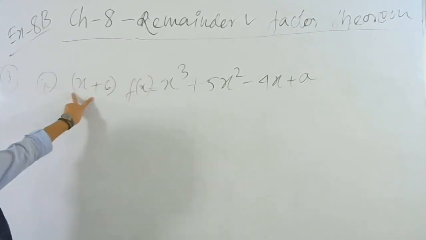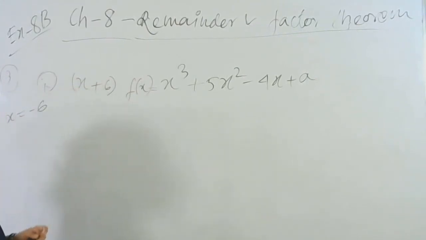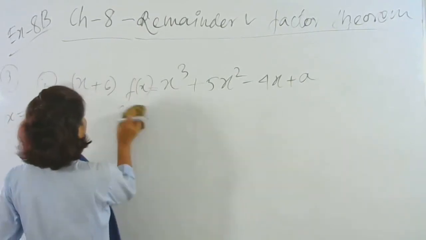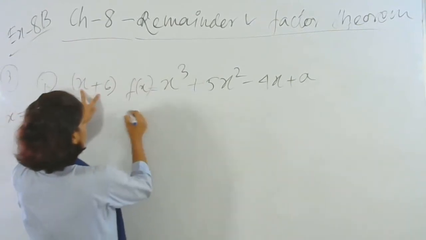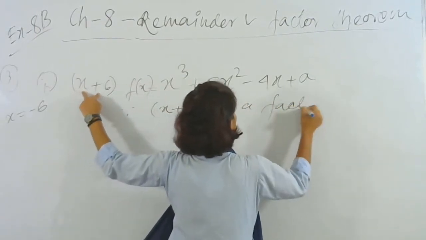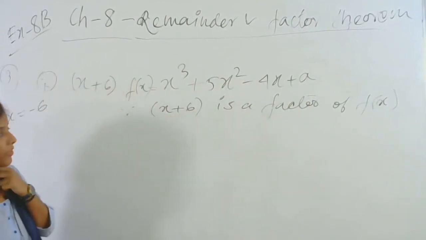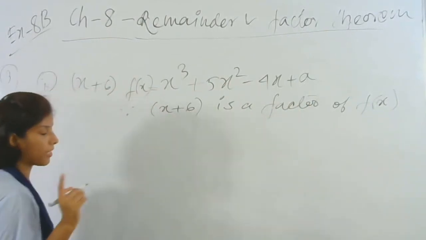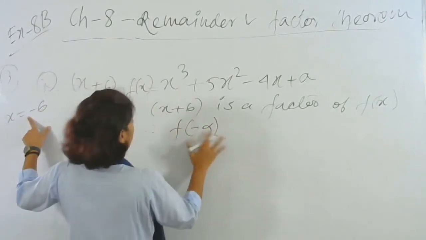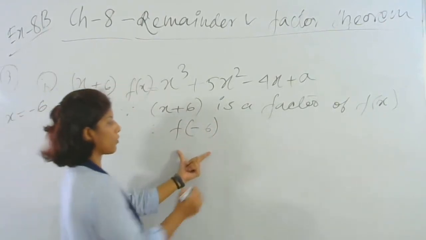Now what is the value of x from here? x is minus 6, right? Since it is plus 6, the value of x will be minus 6. So the remainder will be what? Since this is a factor of f of x, as I said a bit before, when it is a factor of f of x, the remainder must be 0. Therefore, the remainder is f of minus 6. So the remainder must be 0, so this will be equal to 0.